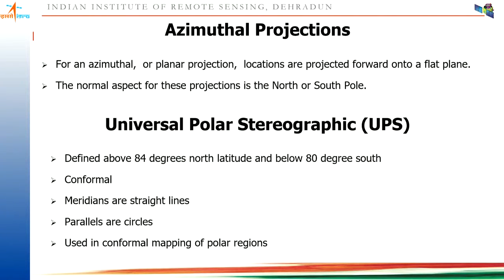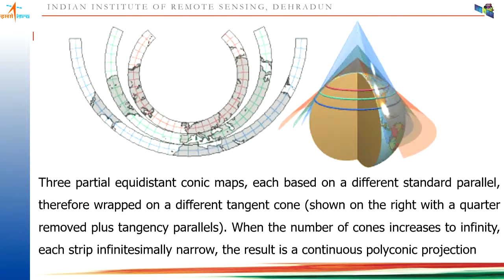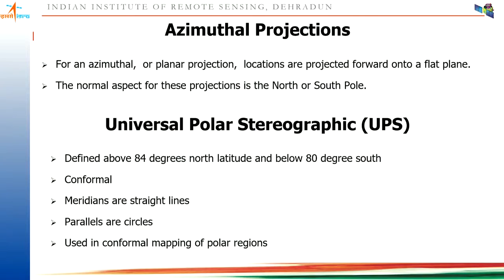And we have a polyconic projection made of three partial equidistant conic maps, each based on a different standard parallel, therefore wrapped on a distinct tangent cone. When the number of cones increases to infinity, with each strip infinitely narrow, the result is a continuous polyconic projection. So we take the smallest strips, then project the complete map, and it will be a polyconic projection.